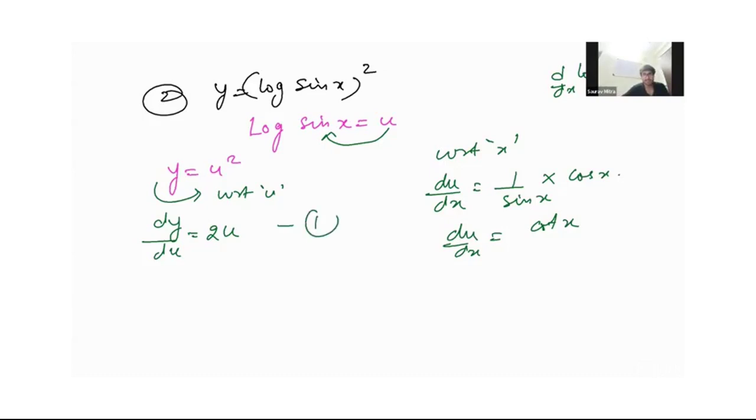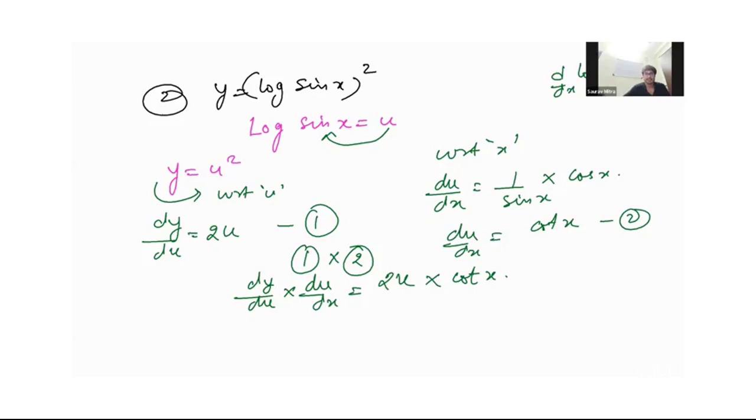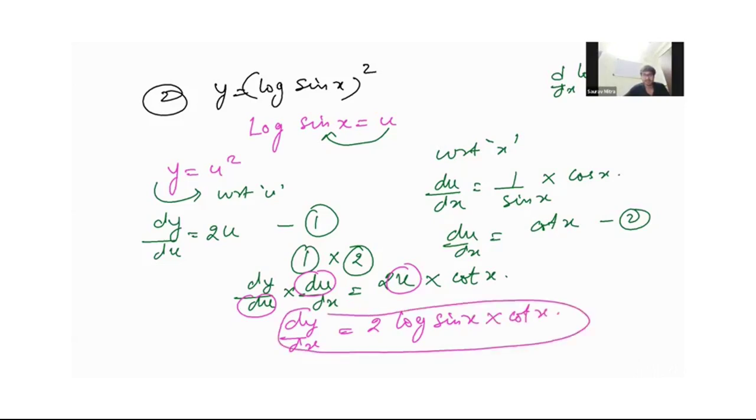Now we will call this equation 1 and this equation 2, and multiply both equations. Dy by du into du by dx will be 2u into cot x. Clear? So finally, du is the same, so dy by dx, and 2u, where we supposed u as log sin x, into cot x. So this is our final answer for dy by dx.